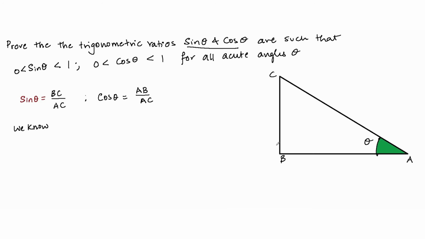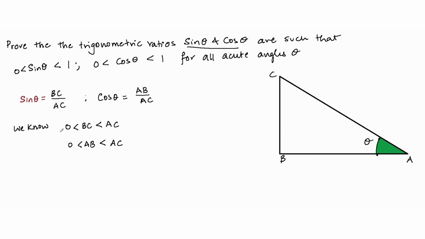Now we know that BC and AB are both greater than 0. So we know that BC is greater than 0. And we also know that AB is also greater than 0 because the angle is an acute angle, and acute angles are angles which are greater than 0 and less than 90. That means these sides are greater than 0. And we also know that the length BC is less than AC, as well as AB is also less than AC. So the length BC is greater than 0 and less than AC. The length AB is also greater than 0 and less than AC.